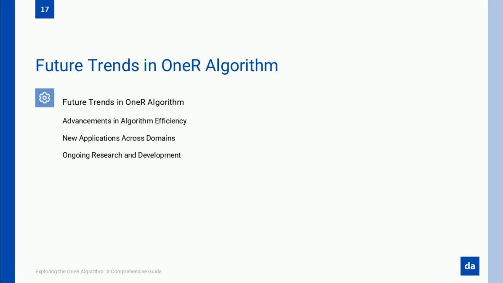The OneR algorithm, despite its simplicity, continues to evolve alongside modern advancements in machine learning. While it may not have the same level of complexity as deep learning models or ensemble methods, its role in classification remains relevant, particularly in areas that value interpretability and efficiency. Looking ahead, several key trends are shaping the future of OneR, making it an adaptable tool for various domains.